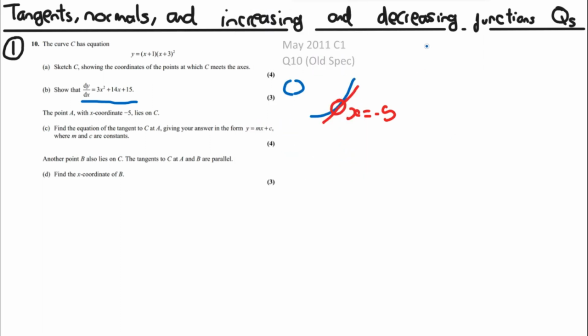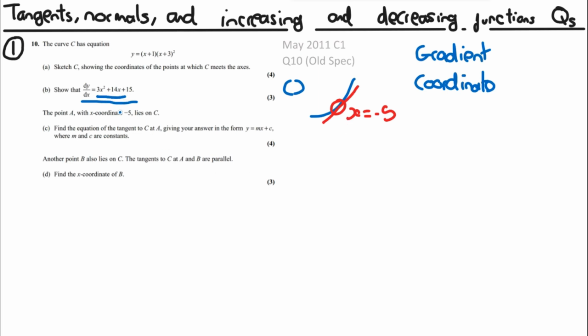Okay, so to find the equation of a straight line, we need to know two things. We need to know the gradient, and we need to know one coordinate on the line. We can find the gradient because we know dy over dx, and we also know the x coordinate. So therefore, if we just sub in -5 into here, we find the gradient of the point on that curve, which will also be the gradient of the tangent.